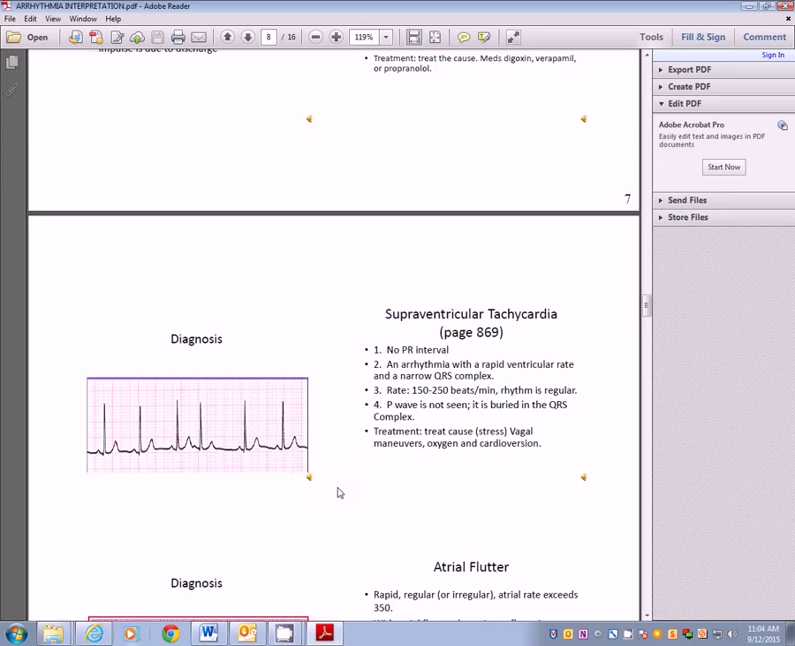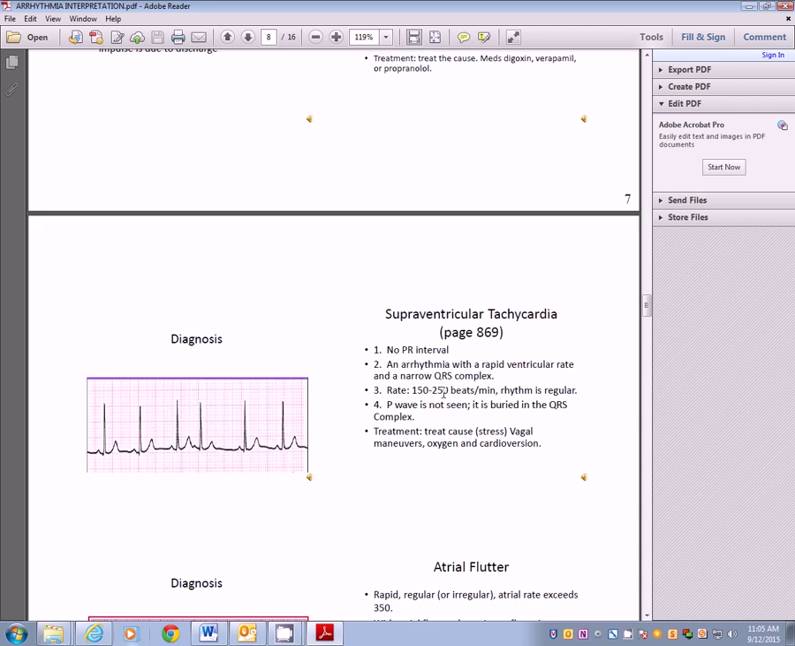Supraventricular tachycardia. When you get to looking at supraventricular tachycardia, there are no PR intervals. It is just going almost continuously into each other, so you can't measure a true PR interval. It's an arrhythmia with a rapid ventricular rate and a very narrow QRS complex. You can see that's not even hardly a box wide there.